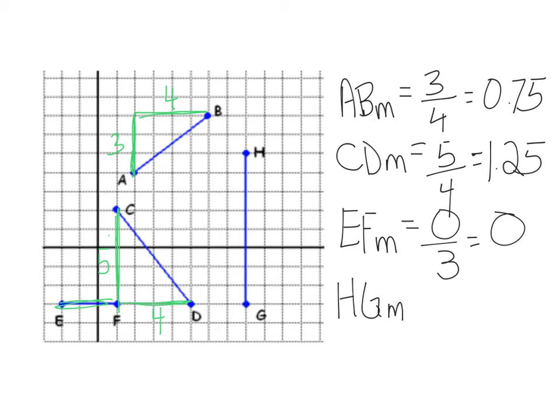And if I look, the rise of HG is 1, 2, 3, 4, 5, 6, 7, 8. It's a rise of 8. It's a rise of 8. And the run is 0, right? It's not going anywhere to the left or right. 8 over 0, 8 divided by 0. I can't divide anything by 0, so this slope is called undefined.